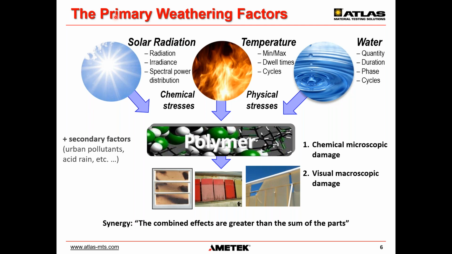Yeah, the primary weathering factors causing degradation in the environment in relation to weather, we consider solar radiation, temperature, and humidity, water in its different phases, which can cause degradation. And it's not only about the quantity of those factors, it's also about the quality: the spectral irradiance distribution, the temperature. Is there a maximum temperature, minimum temperature? Are there specific times at a specific temperature? Are there temperature cycles?